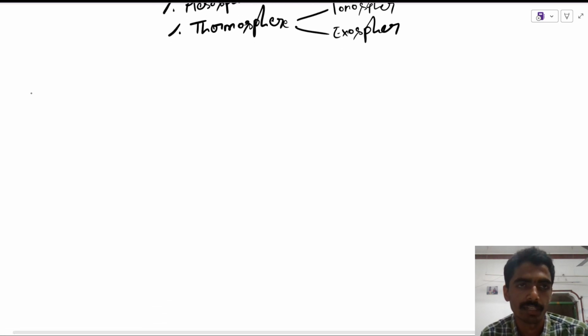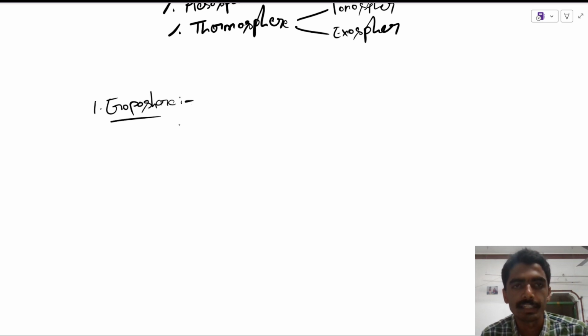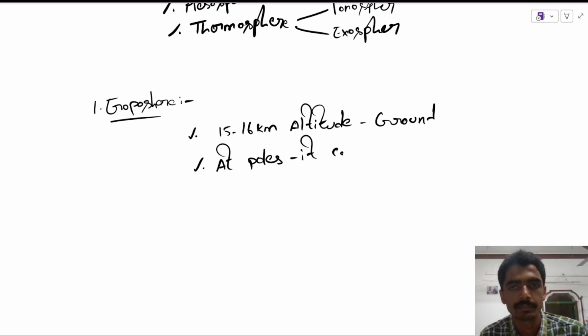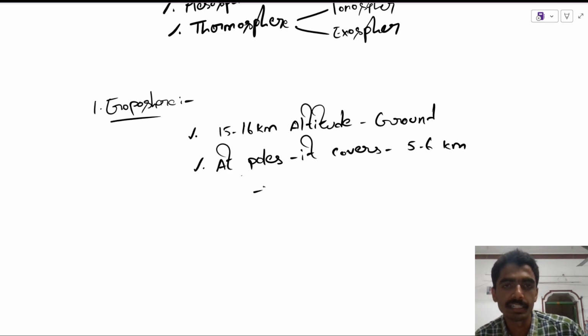Coming to the troposphere, this troposphere has an altitude of 15 to 16 kilometers from the ground level. At the poles it covers nearly 5 to 6 kilometers. Why? Because the earth is bulged at the equator.